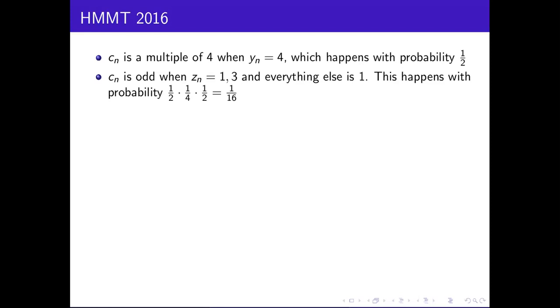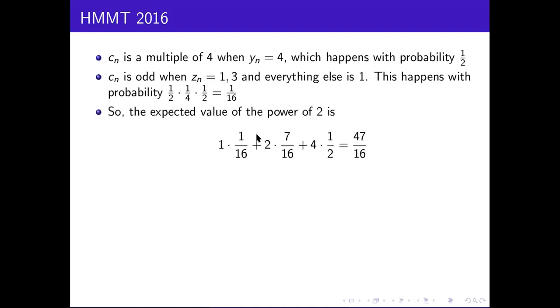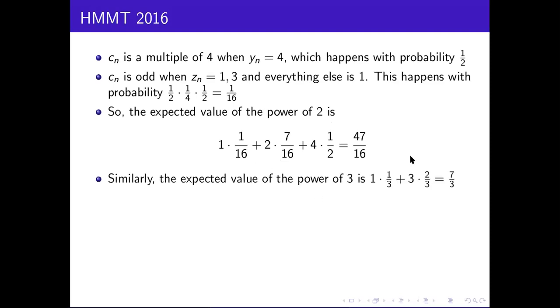So now, using all of this, we can compute the expected value of C of n. The expected value of the power of 2 is going to be 1 times 1/16 plus 2 times 7/16 plus 4 times 1/2, which is equal to 47/16. And the expected value of the power of 3 is 1 times 1/3 plus 3 times 2/3, since we said it had a 2/3 probability of being a multiple of 3 and a 1/3 probability of not. And since these two expected values are independent, we can just multiply them to get the expected value of a non-zero C. And it's 329/48.